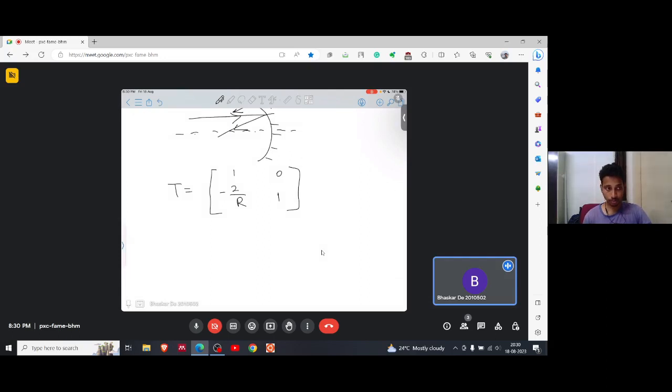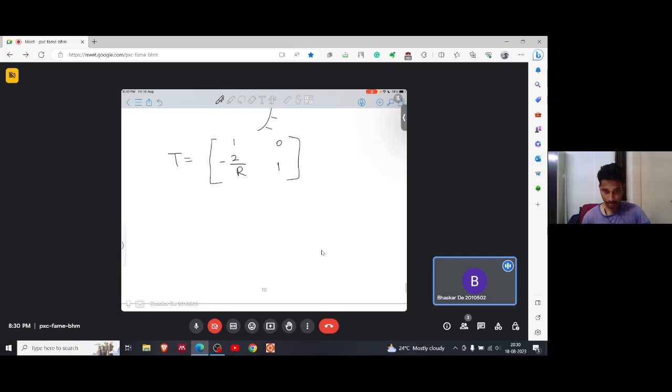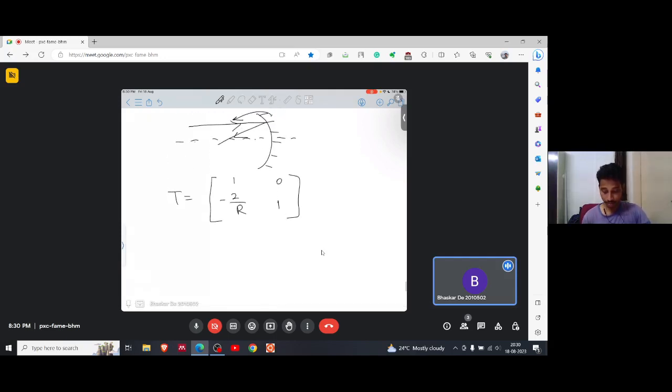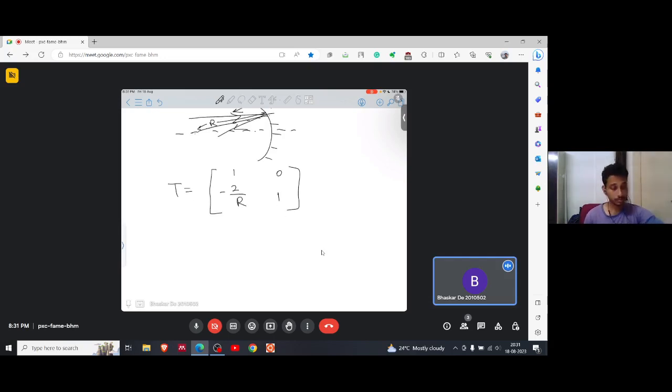In order to obtain that, we can see that the effect of a concave mirror is the same as a converging lens. And this r is the radius of curvature for this particular concave mirror.